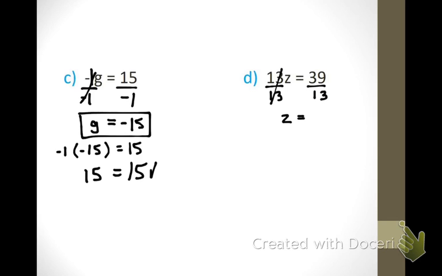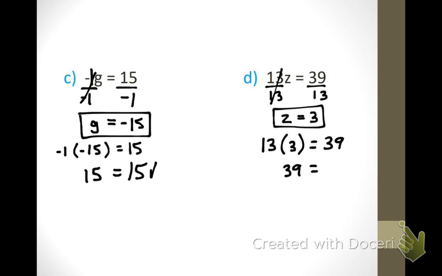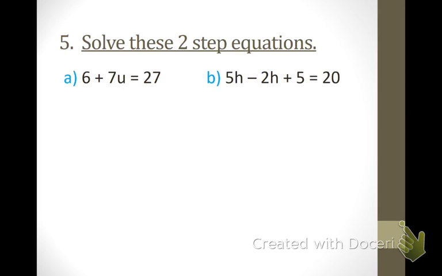Where'd you get negative 3? 3. Just plain old 3. There's no negatives there. Plug it in for me, Tati. 13 parentheses 3 equals 39. And what is 13 times 3? 39 equals 39. Excellent, and it did check out. If for some reason you get different answers, it means something went wrong, so you want to just double check your work. Okay, the last example that I have for you today are these last 2 things.